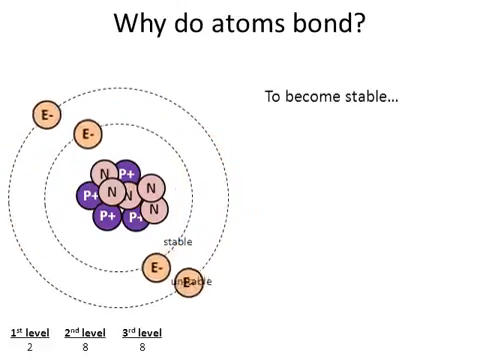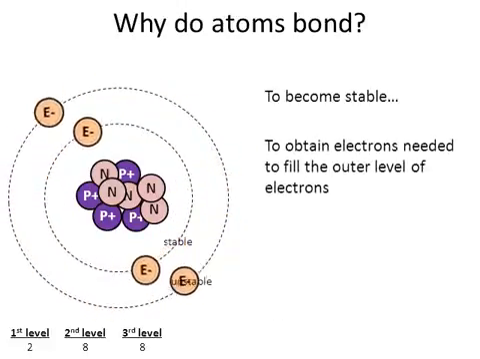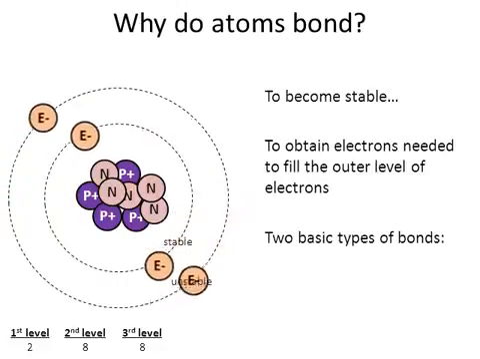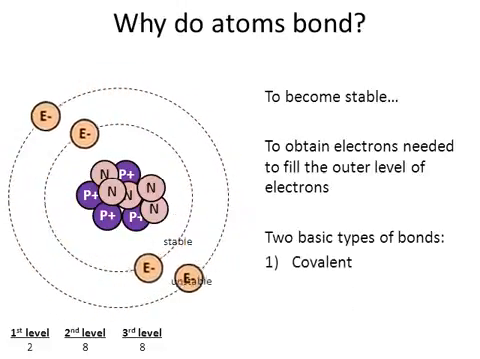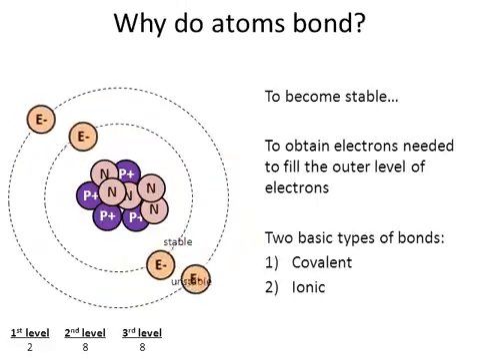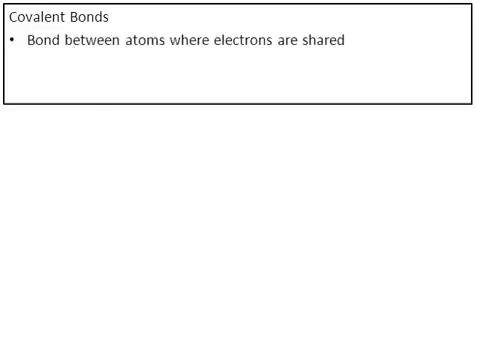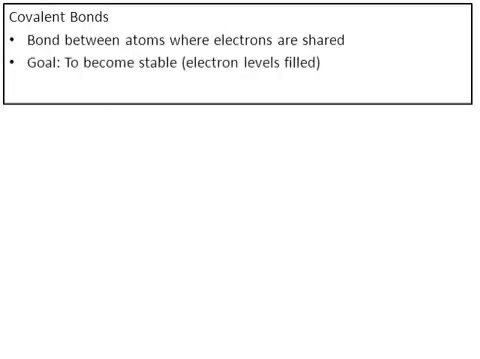So why do atoms bond with one another? Well, they bond with one another to become stable. And what that means is that they are trying to obtain more electrons so they can fill their levels. Now, there are 2 basic types of bonds, and that's why you're watching this video, to learn the difference between the covalent bonds and the ionic bonds. Let's go over covalent bonds first. Okay, so the basic definition of a covalent bond, it's a bond between atoms where they share electrons. And so the goal of atoms forming covalent bonds is to become stable, to fill their levels of electrons.